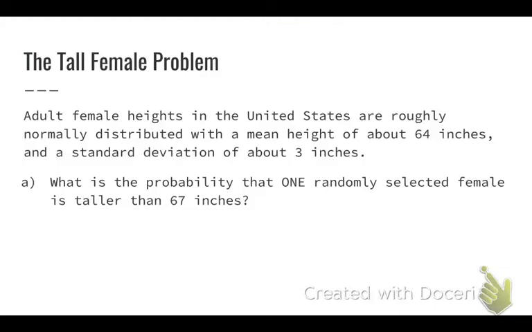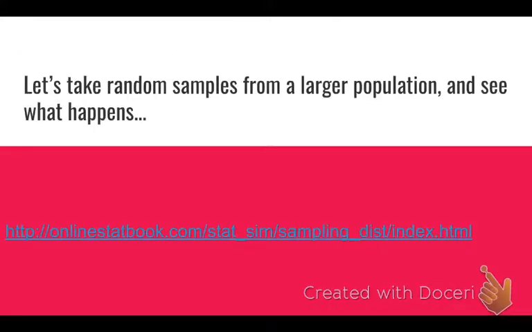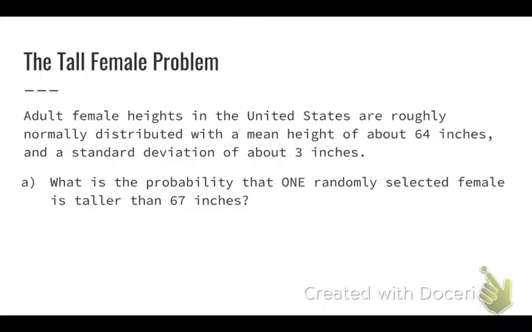Okay, so now we're going to jump over to, I think this is over to our means, right? So sampling distribution of means is what you should have listened to notes on 6.4 from Skew the Script. So we're going to work through one of these problems together. So adult female heights in the United States are roughly normally distributed with a mean height of 64 inches and a standard deviation of 3 inches. What would be the probability that one randomly selected female is taller than 67 inches?